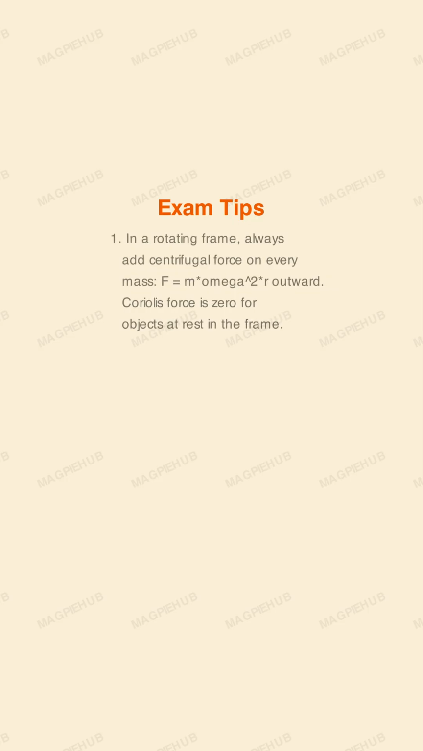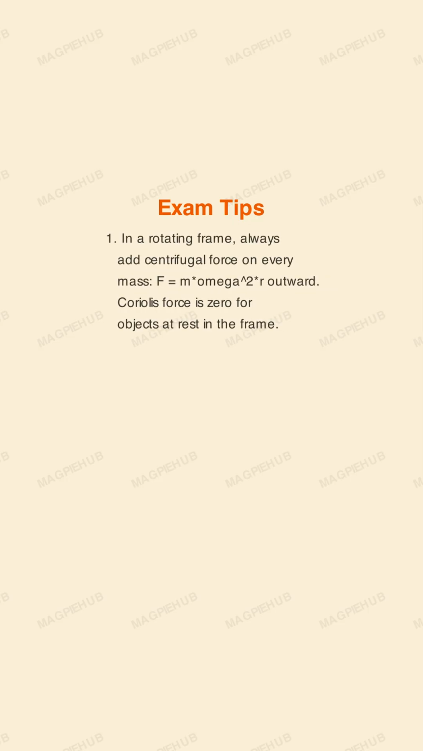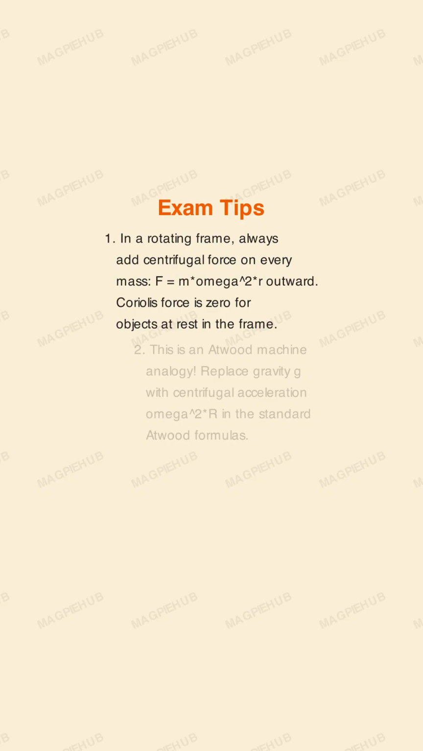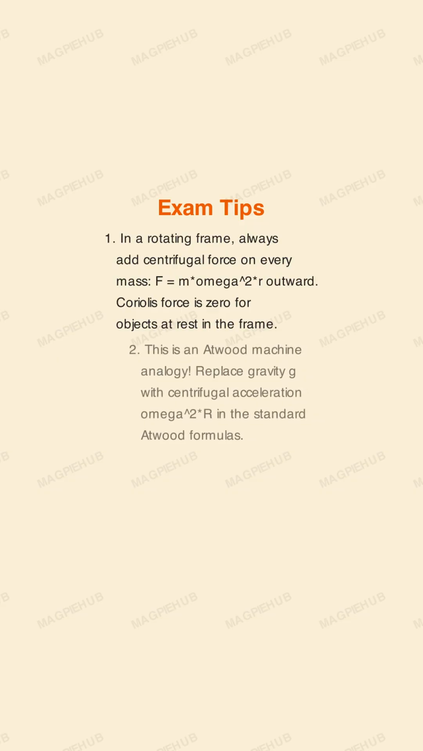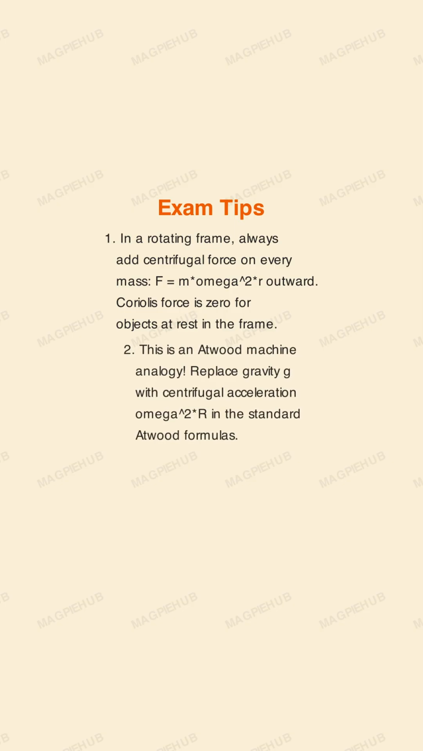Exam tips. First, in any rotating reference frame problem, always include centrifugal force on every mass. It equals mass times omega squared times r, directed radially outward. Note that the Coriolis force is 0 for objects that are initially at rest in the rotating frame. Second, recognize the Atwood machine analogy. This problem is equivalent to a standard Atwood machine, where the role of gravity is played by the centrifugal acceleration omega squared r.